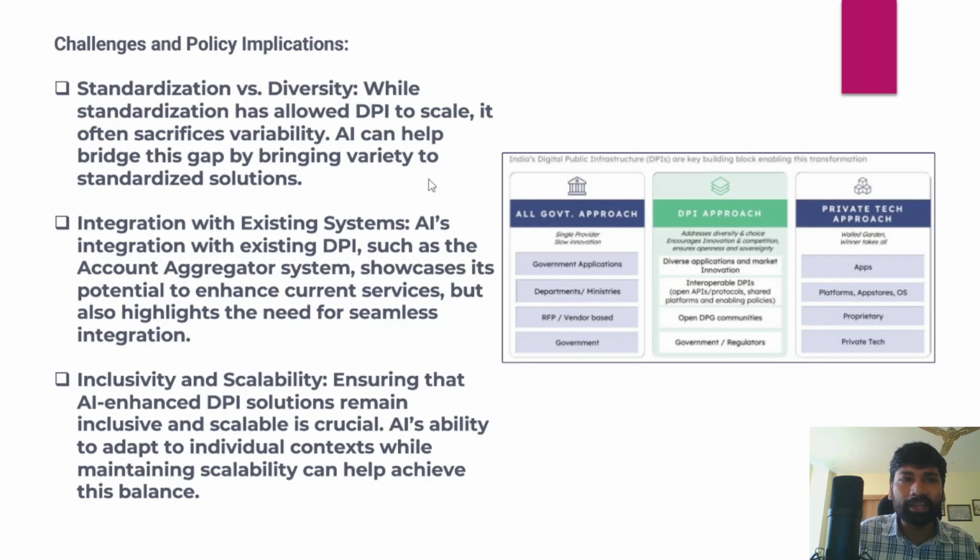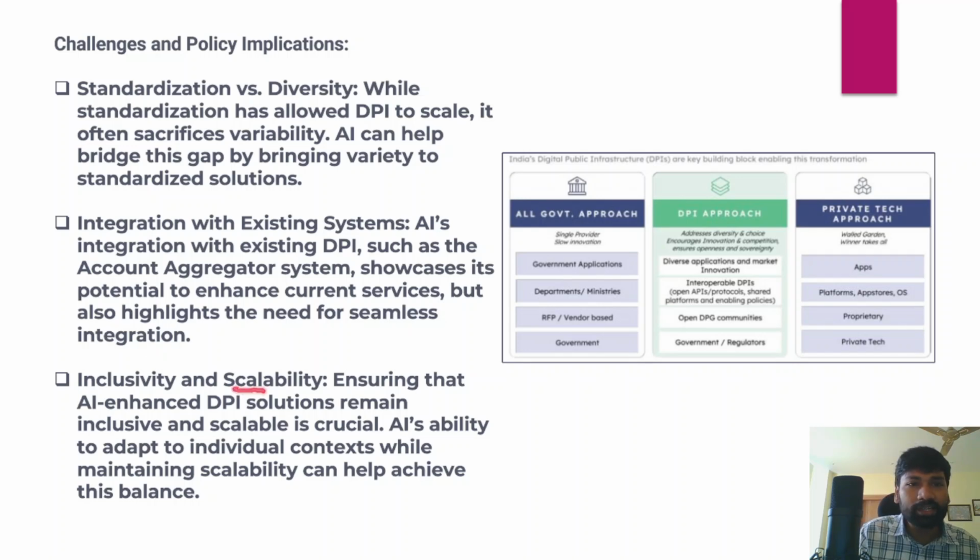Now, when we develop any of these artificial intelligence technologies, we need to integrate those technologies and innovative methods with the existing digital public infrastructure, such as, for example, the account aggregator system. This showcases its potential to enhance current services, and at the same time it also highlights the need for seamless integration between the wide variety of services being provided here.